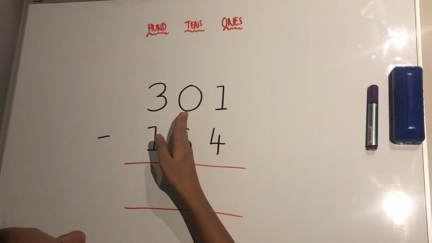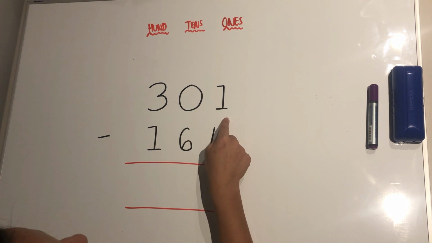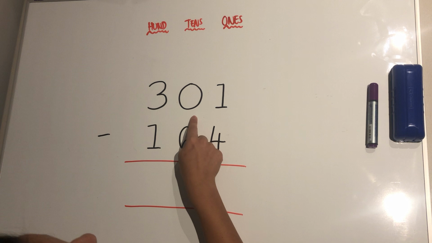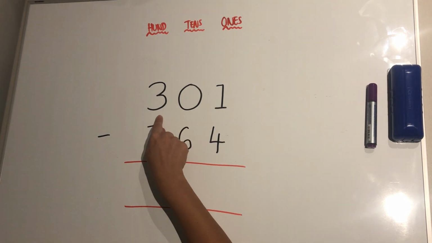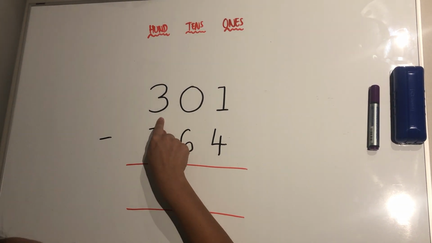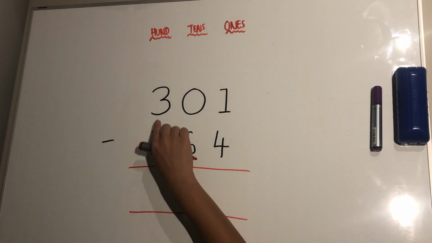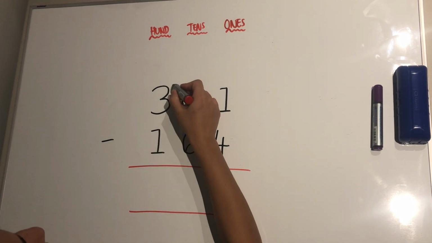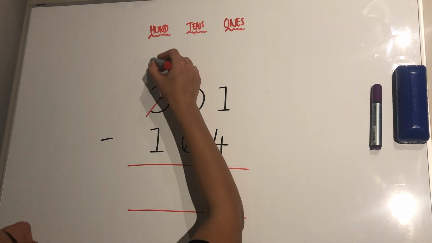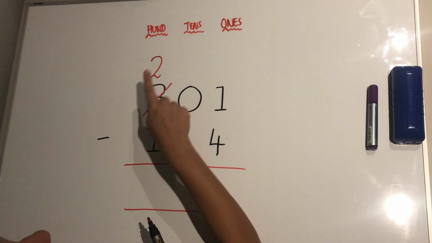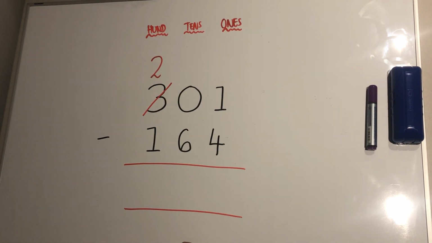So we know we need to borrow for our ones column, but if there's nothing in our tens, what we then need to do is go next door again, and we need to borrow from our hundreds. And we're going to have to rename from here. So what we're going to do, there are 3 hundreds. We're going to cross that out and change it to a 2. And we're going to bring one of our hundreds across to our tens column.